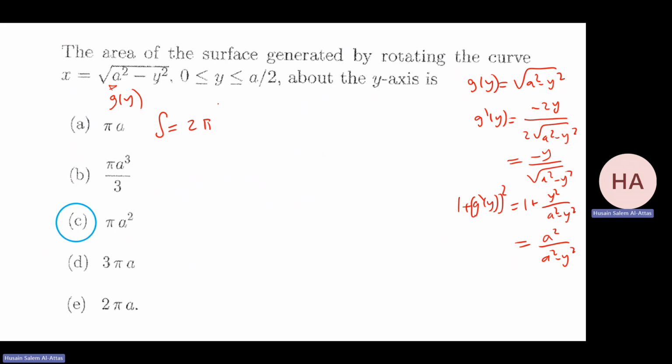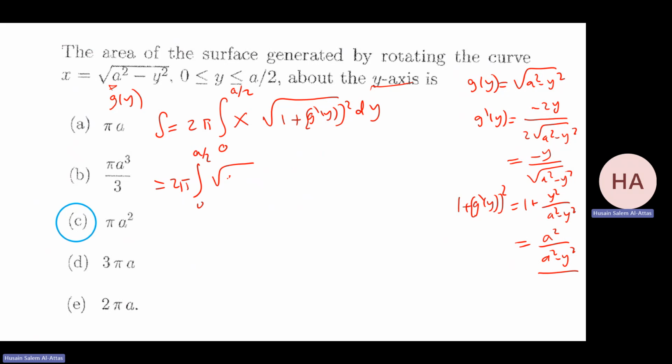S will be 2 pi integral, the y values, from 0 to a over 2. I have x times square root of this, which is a over, let me write the formula first: 1 plus g prime of y whole squared dy. That will be 2 pi from 0 to a over 2, x, which is this, times square root of this, which is a over the same square root dy. Cancelled, so I have 2 pi times a y from 0 to a over 2.